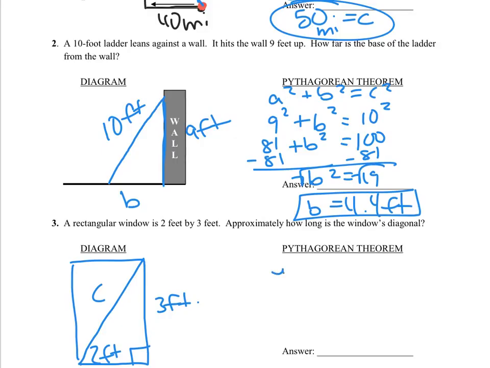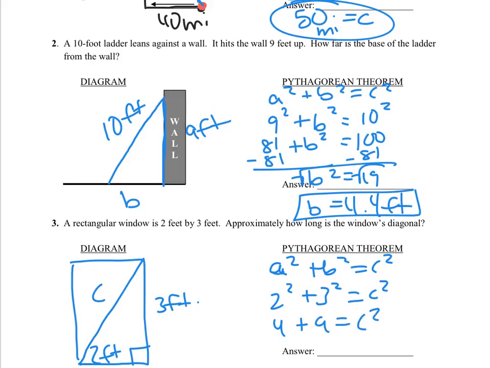Okay, here we go. So we've got a squared plus b squared equals c squared. Good old Pythagoras and his beans. So we've got 2 squared plus 3 squared equals c squared. 2 squared is 4, 3 squared is 9, equals c squared. Let's go ahead and do this over here.